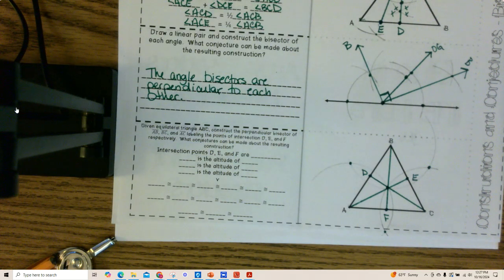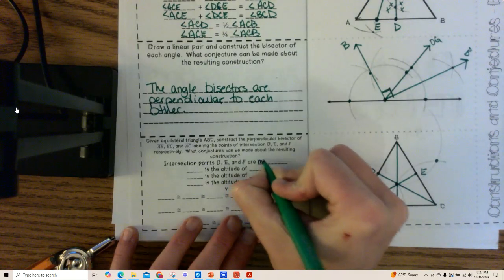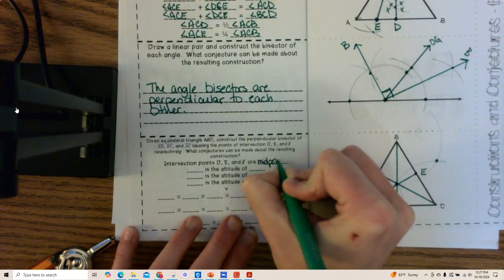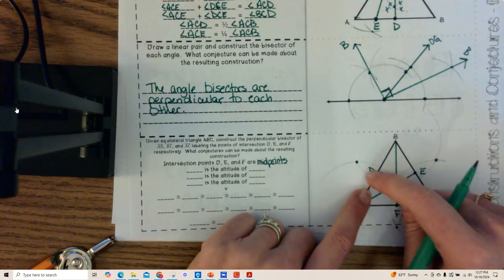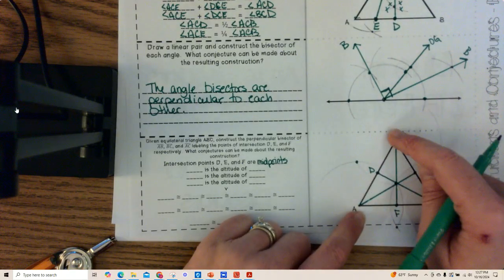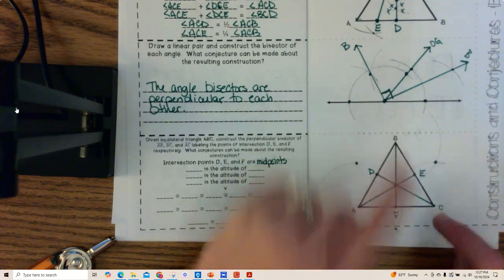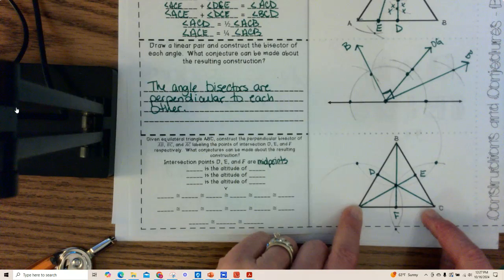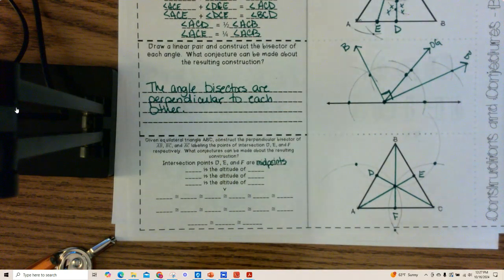All right, so the intersection points of D, E, and F are midpoints. Because remember, they're perpendicular bisectors, which means point D is the middle point between A and B. E is the midpoint between B and C. F is the midpoint between A and C. Now we've got pieces here. We've got some vocab coming up. And we'll talk more about these pieces, so don't panic on me.